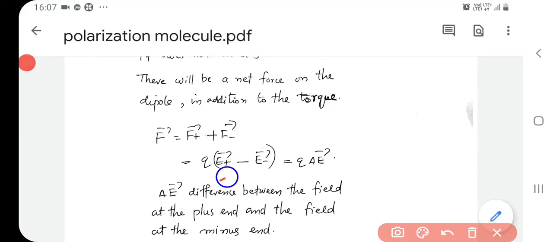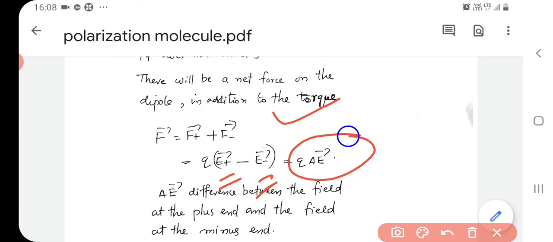Okay, so E plus is the field acting at the positive end, E minus is the field acting at the negative end. So force is equal to F plus plus F minus, that is equal to Q E plus minus Q E minus, and that is Q delta E. And you know what is delta E? That is the difference between the field at the plus and the minus end.